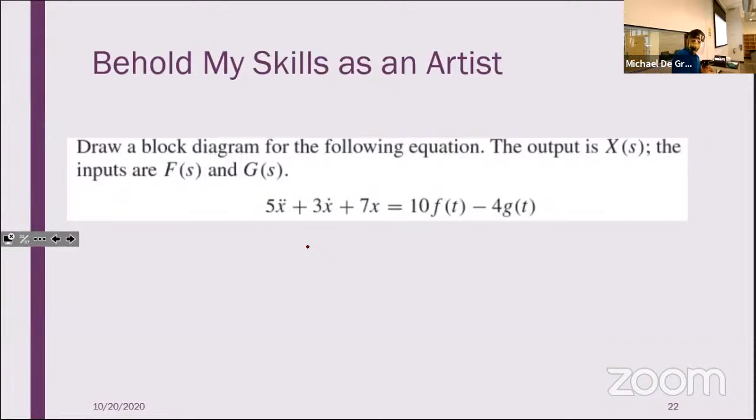Draw a block diagram for the following equation. The output is x of s, and the inputs are f of s and g of s. So we've got two inputs here, right? Before, we took both of those inputs and treated them as one total input, right? That's what we did.